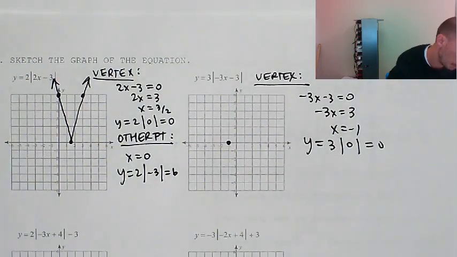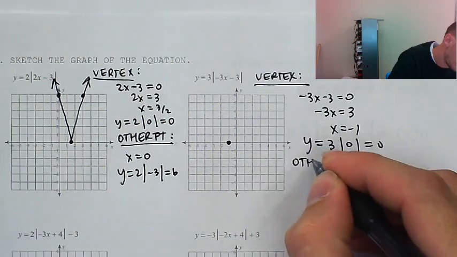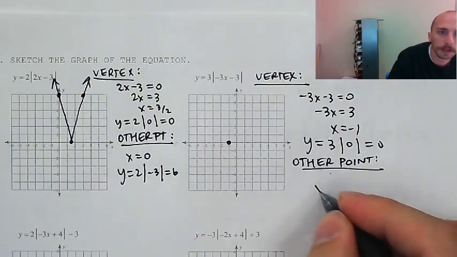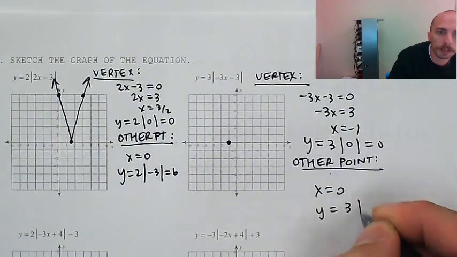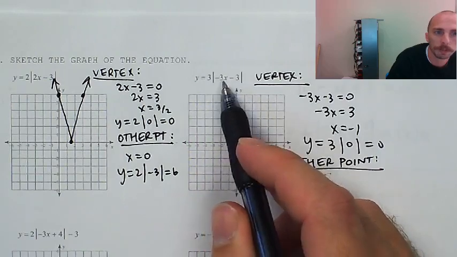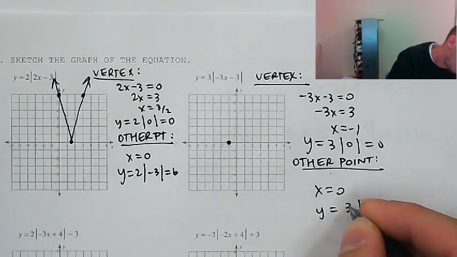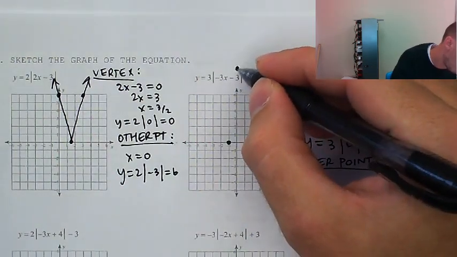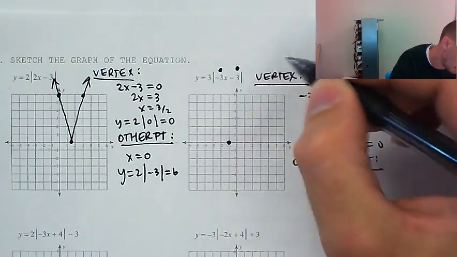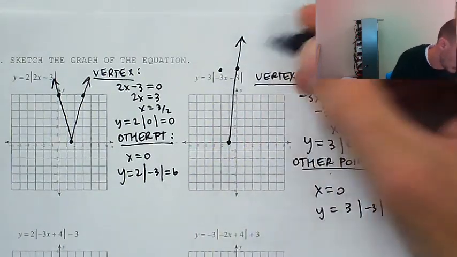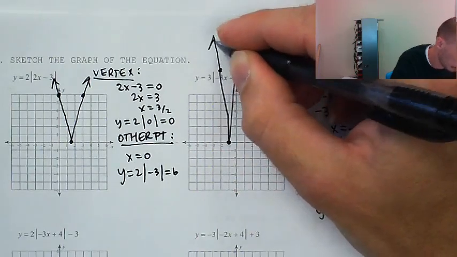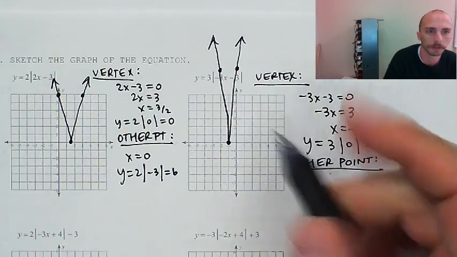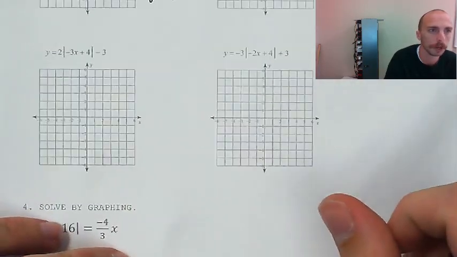And then one other point. My other point, I'm going to choose x = 0. So x = 0 and y = 3 times the absolute value of 0 minus 3. That's 3 times 3, which is equal to 9. 9 is not on my graph, so I'm just going to say it's right there, and then I'm going to go over 1 the other way, and it's going to be right there. That's the best I can do. You see that that's a little rough, but what else can I do? That's going to be a good enough sketch for us. That's supposed to be 2 line segments, but whatever, let's just move on.